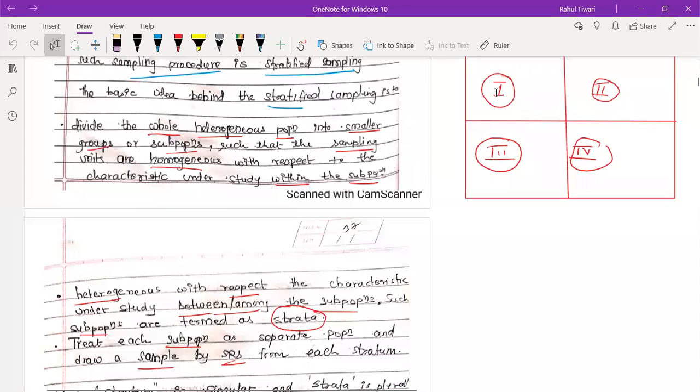But if I talk about 1 and 2, they are different. So that is called heterogeneous between. Sometimes in objective questions it may be asked: your strata should be homogeneous within the subpopulation but heterogeneous between the populations. Okay, so that is the very important task in stratified random sampling. Is that clear?